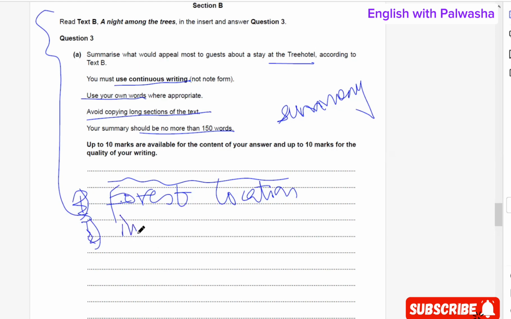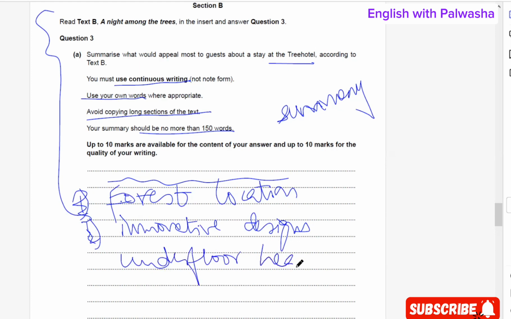Maybe innovative designs. Let's suppose you're going to write then underfloor heating. Then it's going to be underfloor heating, which you're going to extract all from the text. Then it's going to be option to sleep in the open without being bitten by mosquitoes. Maybe village walking tours.